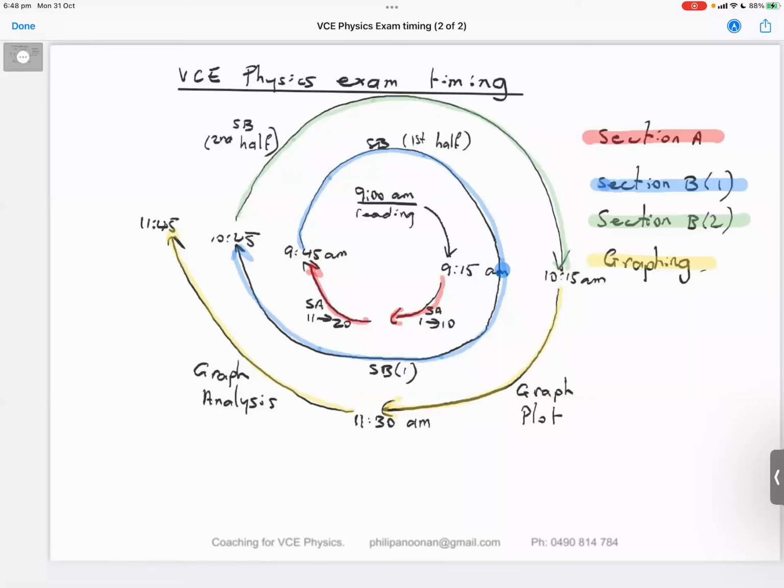And so you can split those in two. If it's 20, then it's 10 and 10 as a bit of a guideline. So you might just want to note where you want to be. By 10:45, you want to be, say, at question 10.